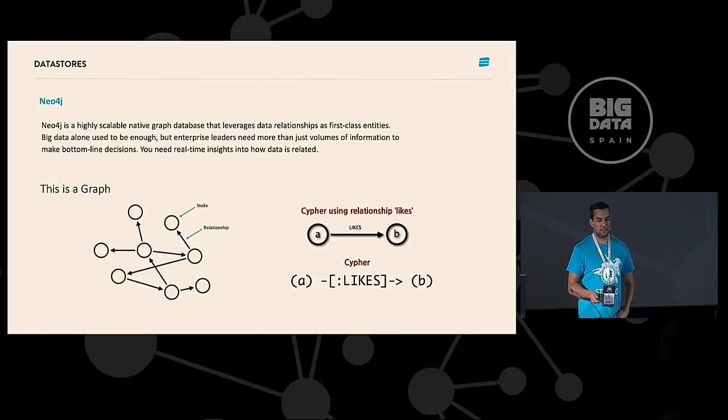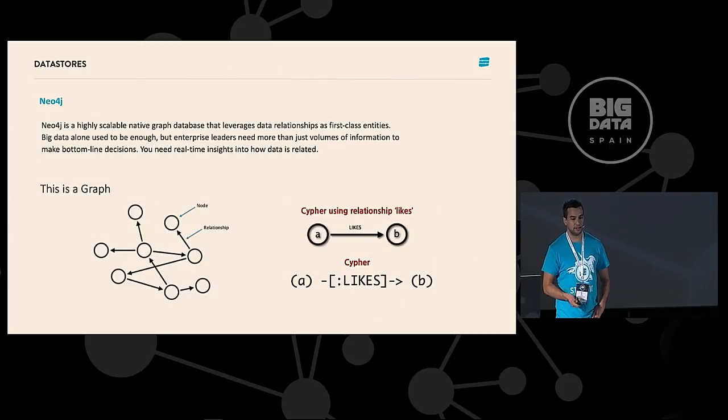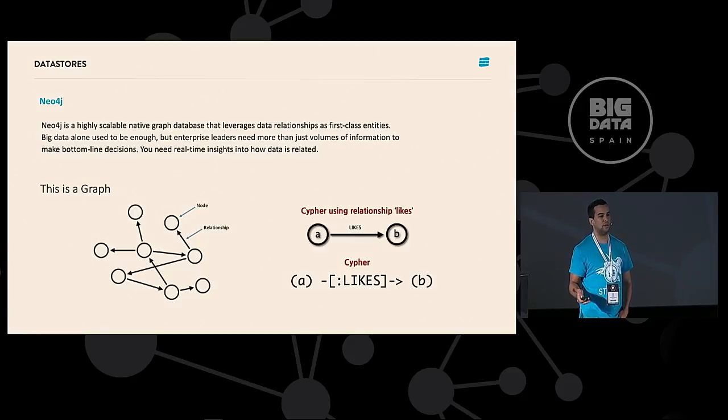And finally, the last data store is Neo4j. Neo4j is a NoSQL database, and it's based on two main concepts: the nodes, which stand for a subject, a person, a concept, and the relationships, the arrows between them, which relate these concepts.